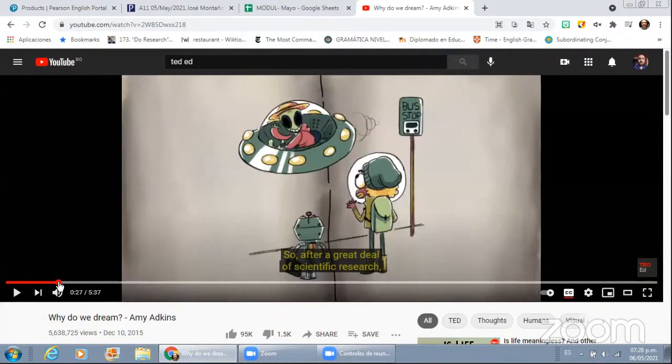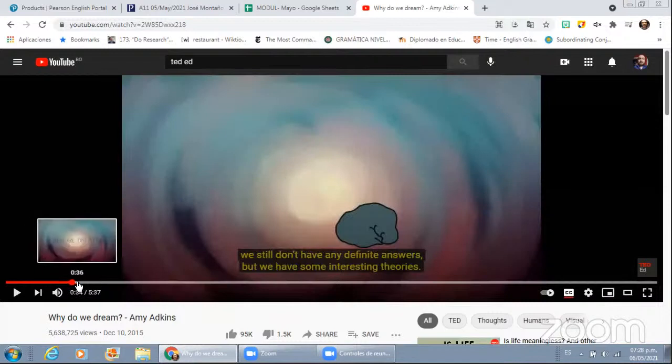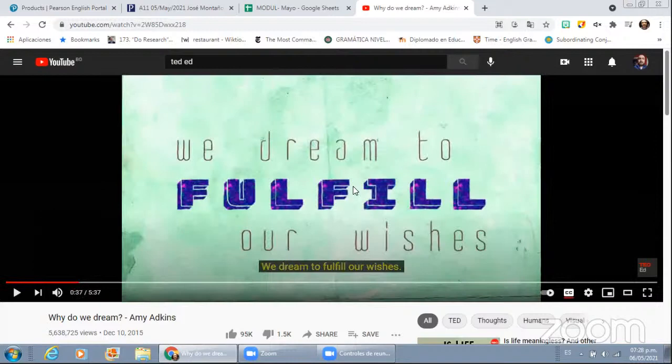And then later on is what you mentioned very well. Even though we've had a lot of scientific research, we have not been able to find a specific, right answer to this. But we have some theories, and these are the theories we're going to analyze in this conversation. Actually, we're going to focus on the first one, but later on, we're going to continue working on the next theories.